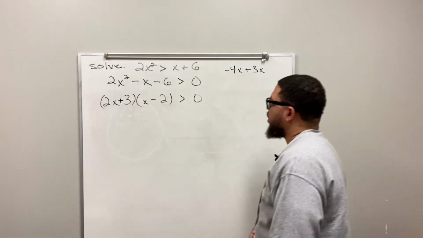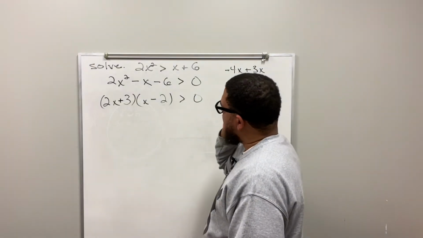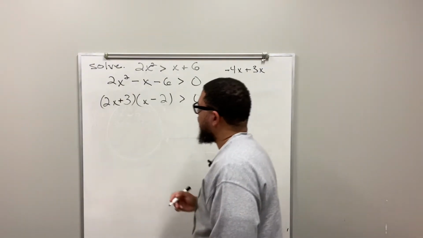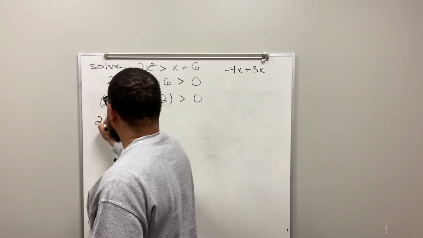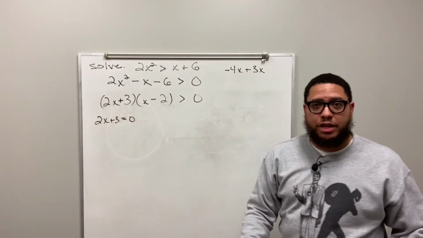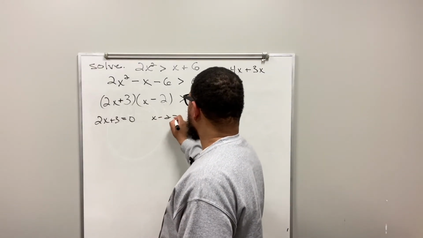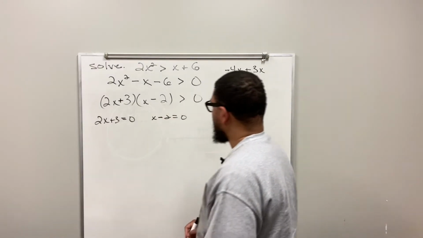All right. So now what we do is we take each of these, or at least this is how I do it. I'm going to take each of these, 2x plus 3, and set them equal to 0. Each factor, take each factor, set it equal to 0. And then I'm going to have x minus 2, which equals 0. And I'm going to solve.